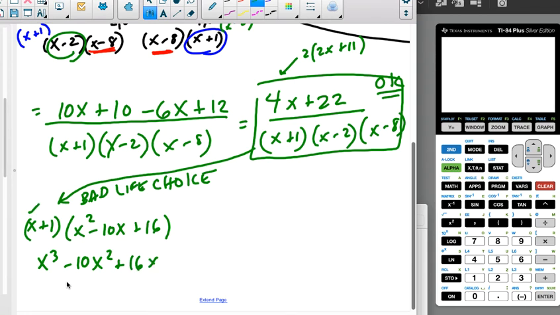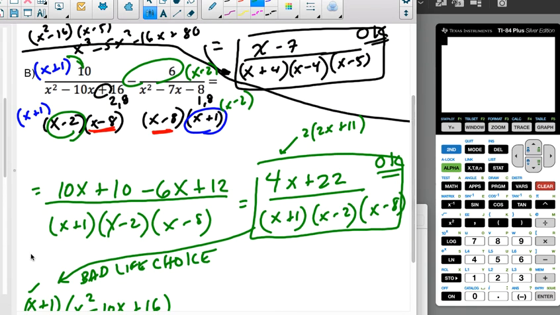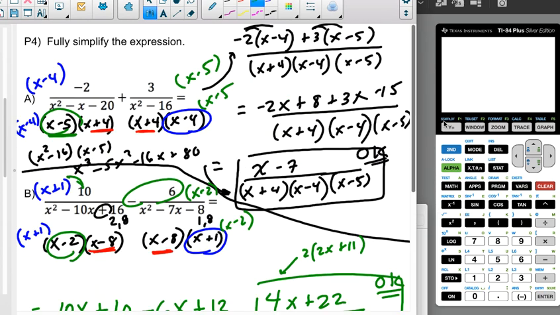That takes care of the x. And then plus x squared minus 10x plus 16, which means that you would get x cubed minus 9x squared plus 6x plus 16, and that would also be an okay denominator. But you could do that if you wanted, right? I certainly wouldn't ask you to do so, and I don't think it's a great idea, but there's a plan. So that's it for 8.4.